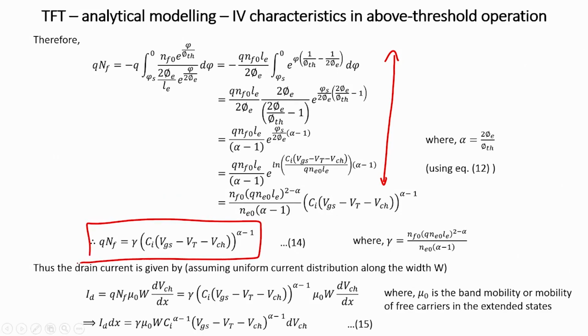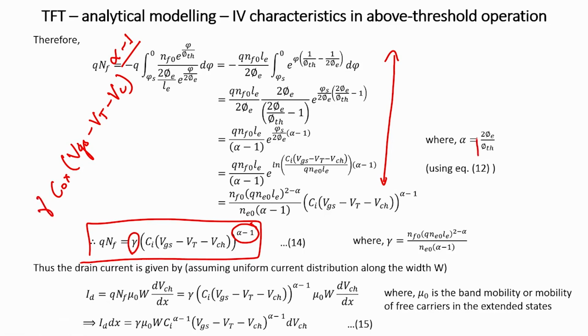And you see two parameters that did not appear in the case of crystalline silicon MOSFETs. In the case of crystalline silicon MOSFETs, the free carrier concentration per unit area was simply Cox into VGS minus VT minus VC. Okay. But here you have two other parameters, you have an exponent which is called alpha minus 1, and you have a prefactor which is called gamma. So, what are alpha and gamma?